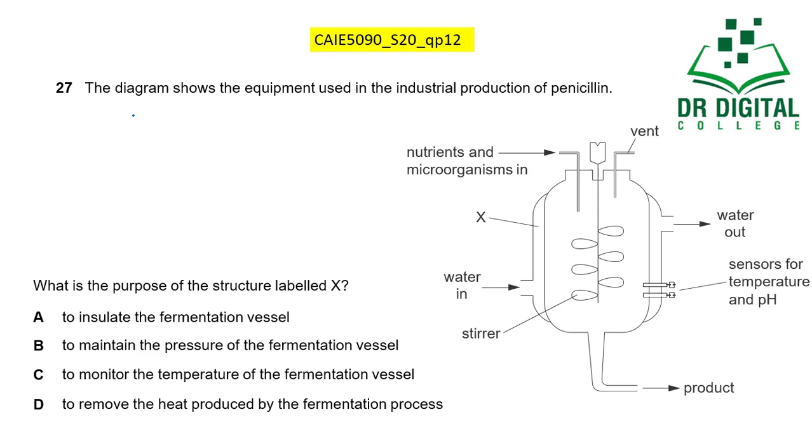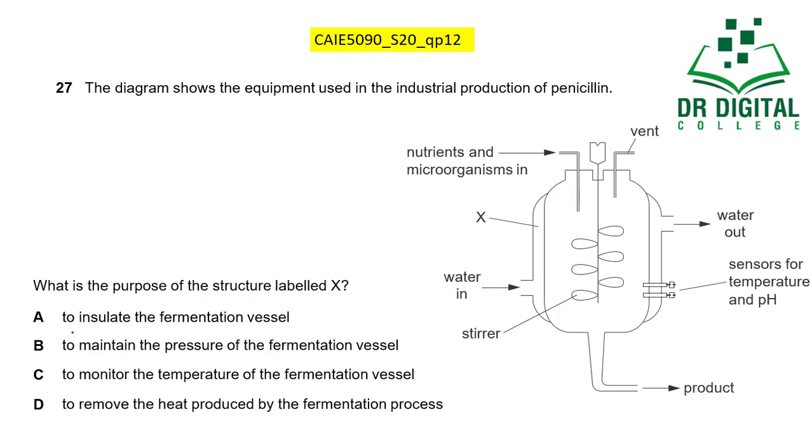In this question, the diagram shows the equipment used in the industrial production of the penicillin. What is the purpose of the structure X? You know that this is structure X. This is the water jacket. Basically, water is getting into it and water is getting out of it. So it is for the maintenance of the temperature of this biofermenter.